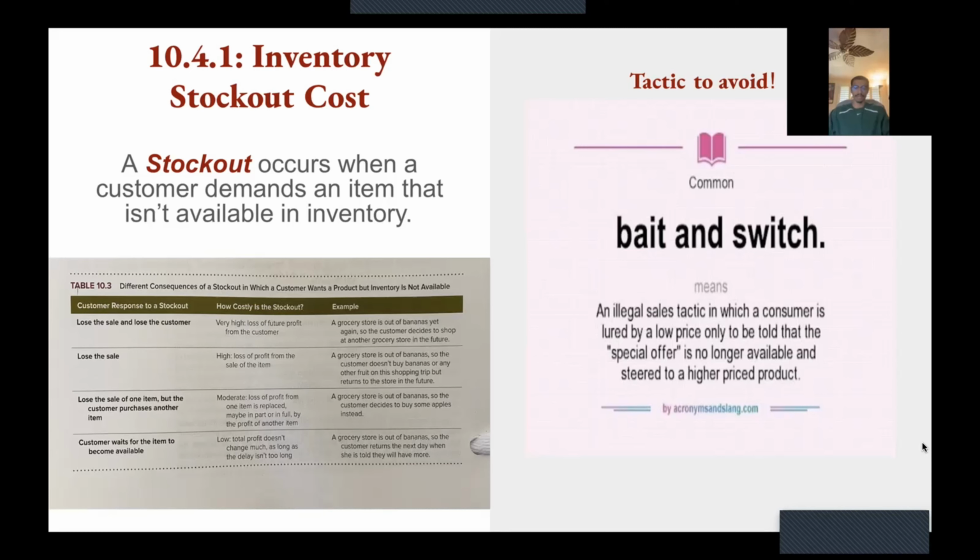But it's not as bad as it may seem, as shown in the third response, where the retailer loses the sale of the first item but gains the sale of a similar item that the customer is willing to substitute. If the other item is equally profitable, then this might not be costly to the firm at all. In fact, if the customer switches to a more profitable item, then the firm might even gain in the short term. There is even a tactic to exploit this, which is known as bait and switch.